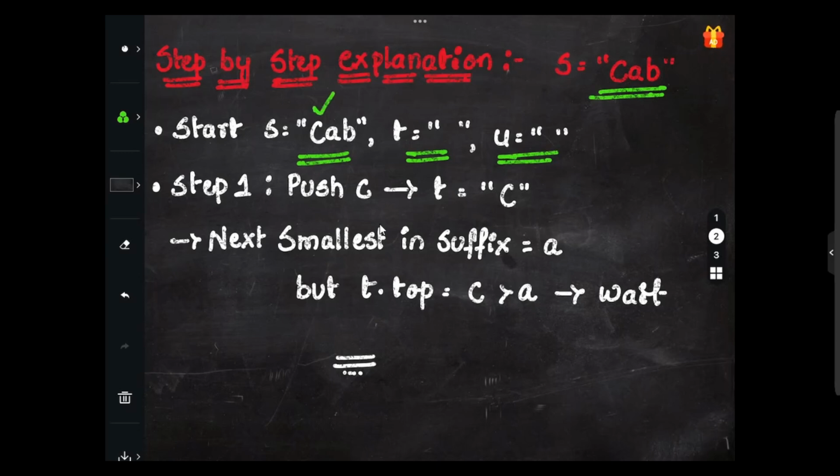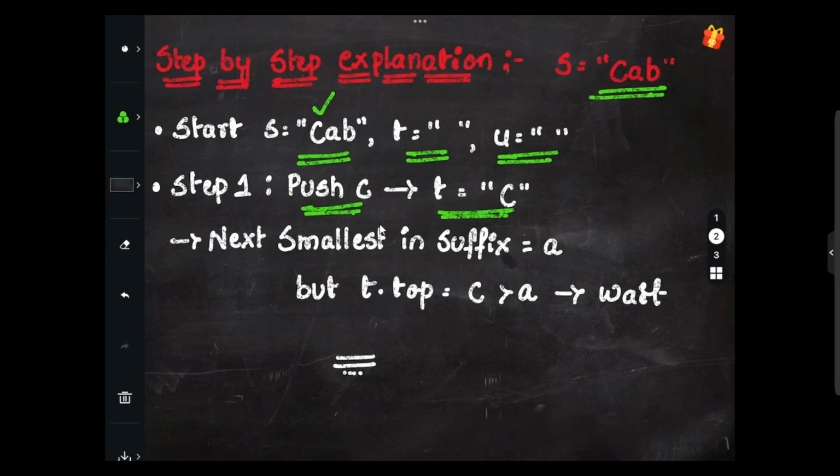In the question they have given that we can either move the first character of S to the stack T, or we can pop the last character from stack T to the resulting string U. Here in this case we are going with the first condition. We are moving the first character of S to the stack T, so we will be pushing C. Now T will quite obviously be C.